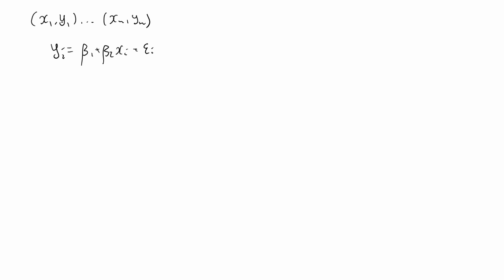We have a random sample, x1, y1 to xn, yn, n observations. X is the explanatory variable, Y is the dependent variable. We make the linear regression assumption, Yi is beta 1 plus beta 2 xi plus epsilon i, where beta 1, beta 2 are constants, unknown parameters, and the error term is denoted by epsilon i. We make the exogeneity assumption. That is, we do assume that the expected value of the error term is 0.